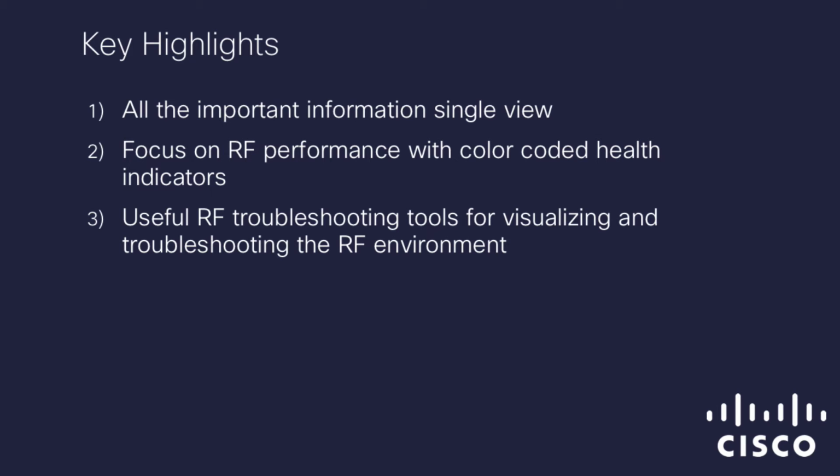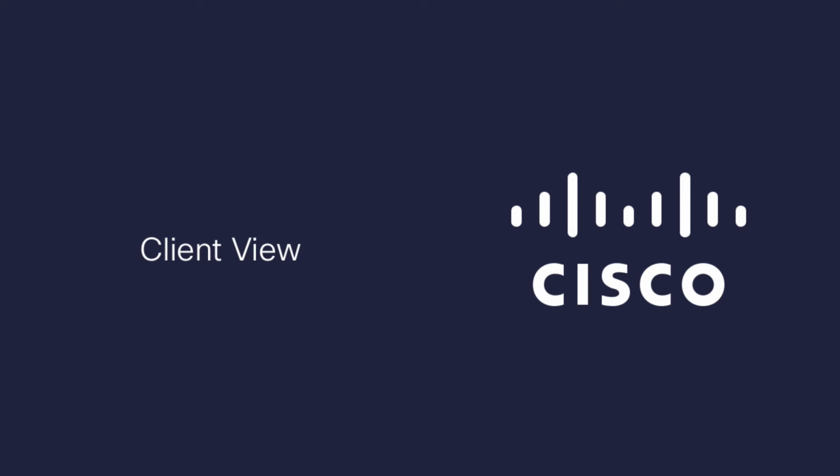To summarize, the AP Detail view provides all the important information you need to know about the access point within a single view. There is a focus on RF performance, which includes color-coded health indicators to aid in identifying radios that are experiencing issues. The Detail view also provides useful RF troubleshooting tools to aid in visualizing and troubleshooting issues in the RF environment. The Client Detail view provides all the necessary information you need to know for each client that's on your system.